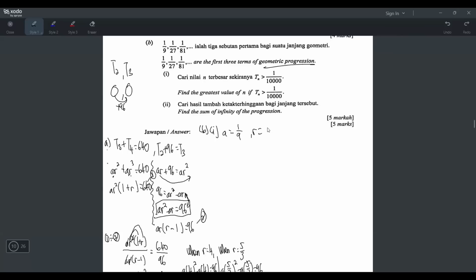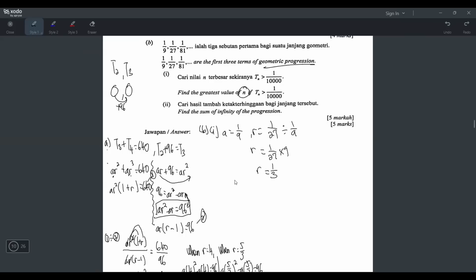So for the R, it will be T2 divided by T1, 1 over 27 divided by 1 over 9, which is the same as 1 over 27 times 9, which is 9 over 27, 1 over 3. Or you can just use your calculator to help you. Just press this and the calculator will give you 1 over 3. Now this says number 1, find the greatest value of n if Tn is bigger than 1 over 10,000.